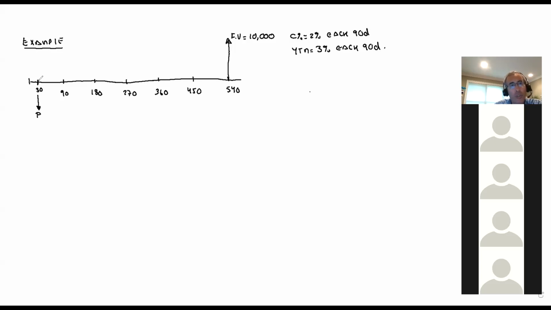Now, if you buy the bond at day 30, and the bond has these characteristics, it pays coupons each 90 days. The face value is $10,000. The coupon rate is 2% each 90 days, just to make it easy. The yield to maturity is 3% each 90 days. Okay, so I want the dirty price, clean price, and accrued interest. Let's say 5 minutes to do this.